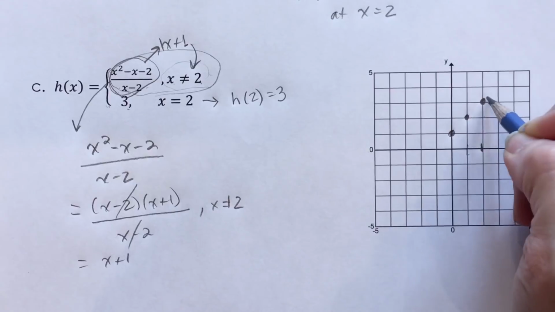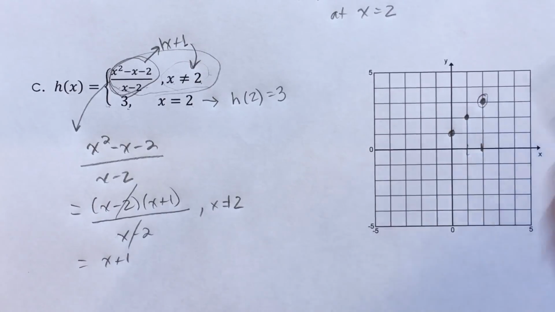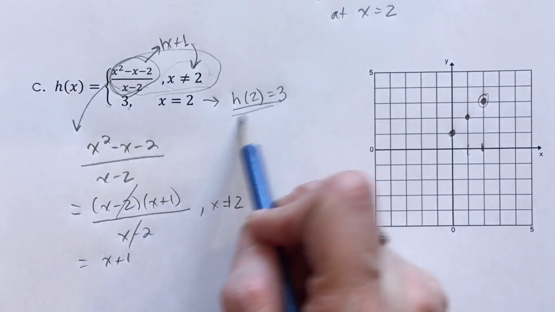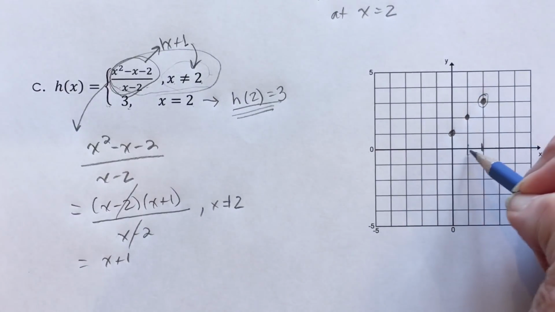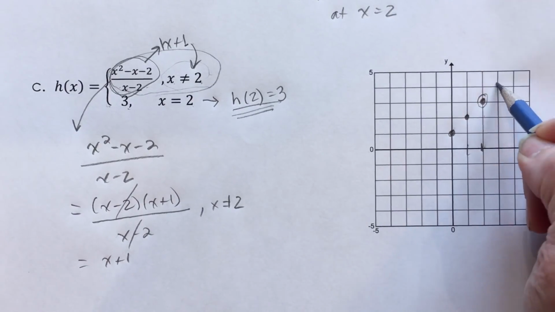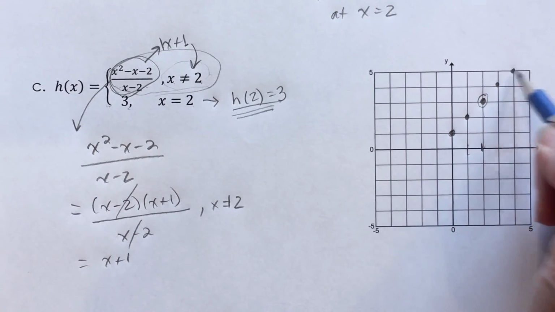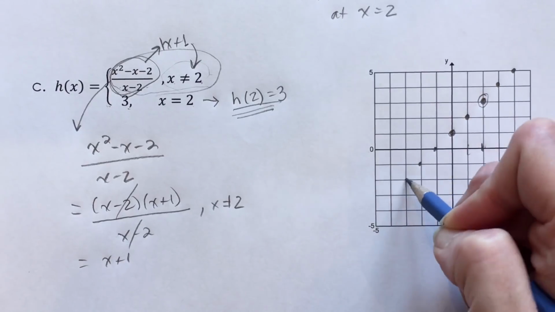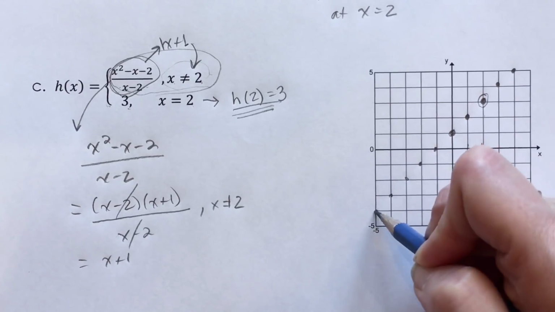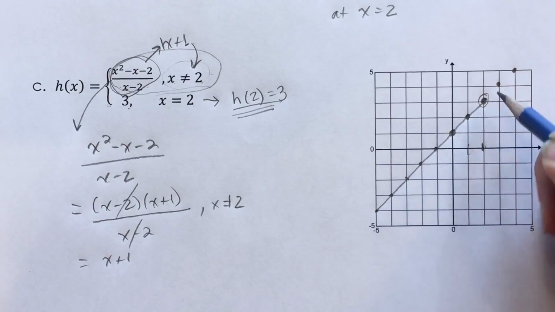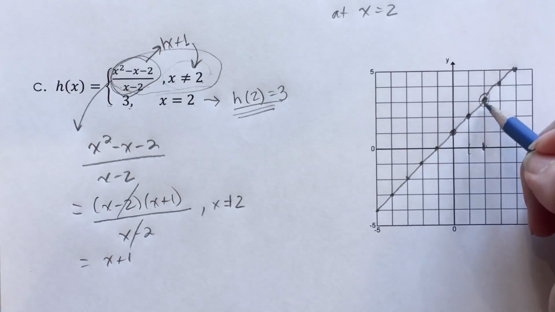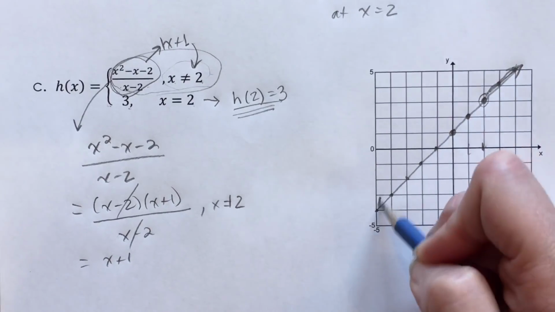Except x can't equal 2, so there would be a hole here, but it's already been filled in because we know in our second statement that h at 2 is 3. So (2, 3) would be right on that line. So it turns out it's a completed line if you draw it. Sorry, it should be straight without any gaps.